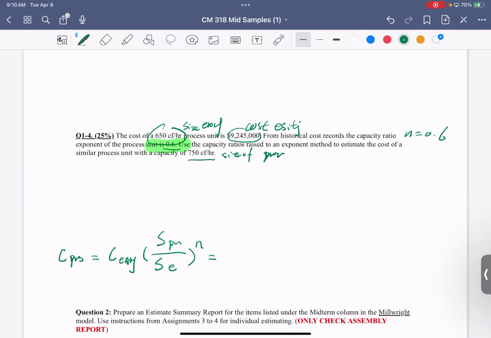So you will get your cost for your previous one, which is 19,24500 times with 15 divided by 650, and the n power is 0.6. So you will get this one. It's really, really easy a number here.